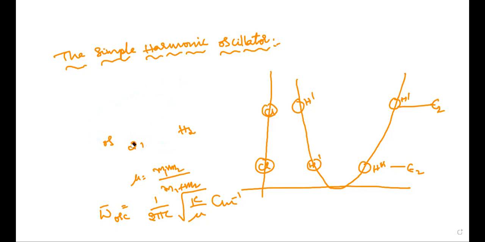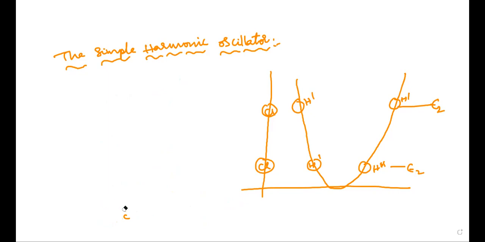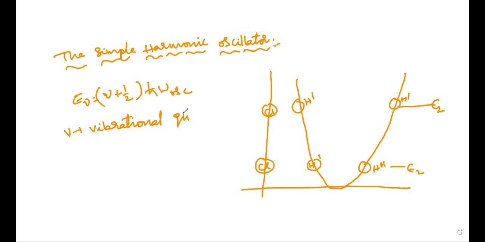So the energy E, by using the Schrödinger equation for the simple harmonic oscillator, E nu is equal to nu plus 1 by 2 h omega oscillation, where nu is the vibrational quantum number.